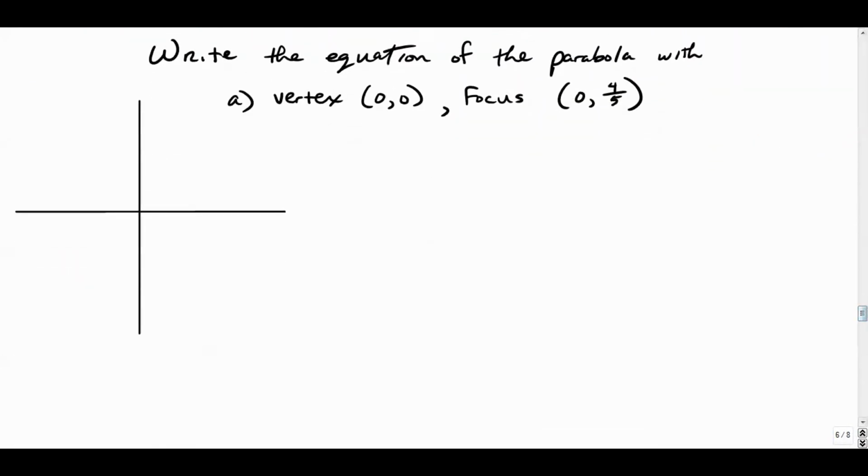Write the equation of the parabola with vertex at (0, 0) and focus at (0, 4/5). So let's put our vertex in there at (0, 0). And we'll make this positive 1. We'll make this negative 1. And our focus is at (0, 0.8). That would be about right here. Call that point F. And your directrix, of course, is in the other direction, which would be down here.